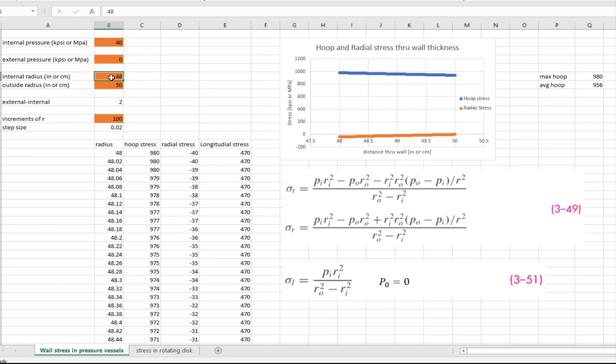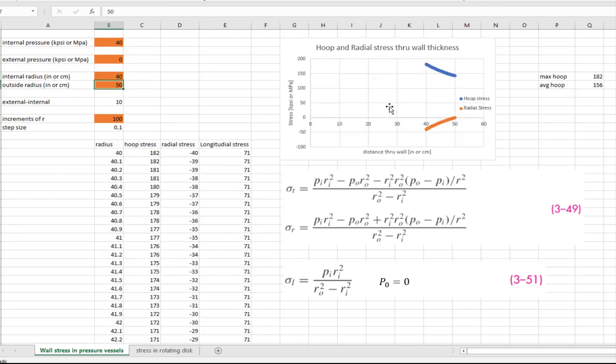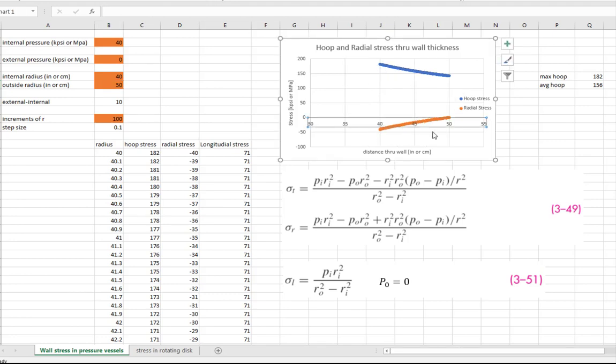So instead, let's go back to a thick-walled pressure vessel. Let's go 40 as an internal radius, and we'll notice a very dramatically different sort of functional form. And I'm going to go ahead and change this. It drops off much more dramatically, both the radial. We solve many different problems by building a single spreadsheet.